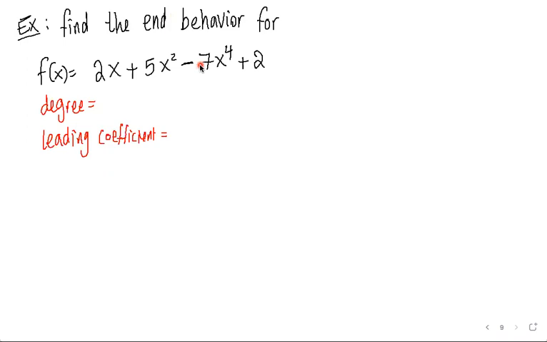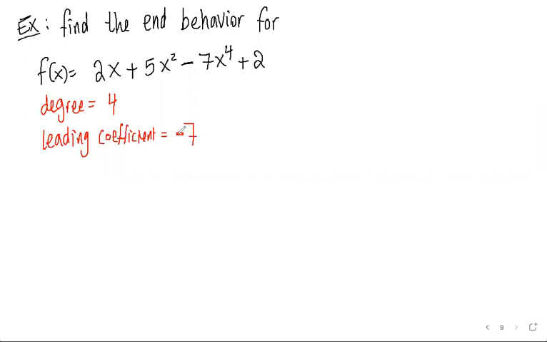What is the degree here? What is the highest power? 4. The degree is 4. And what's the leading coefficient? Negative 7. So the degree is 4, and the leading coefficient is negative 7.